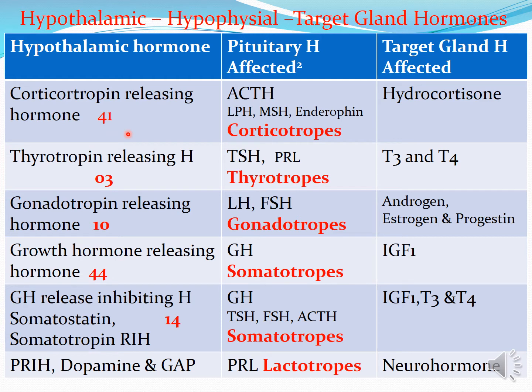Corticotrophin releasing hormone, having 41 amino acids, stimulates corticotroph cells of the anterior pituitary to secrete ACTH mainly. This corticotrophin releasing hormone has a secondary or lesser effect on lipotrophin, melanocyte stimulating hormone, and endorphin. The target gland hormone affected by this is hydrocortisone.